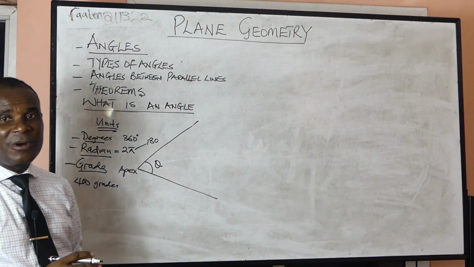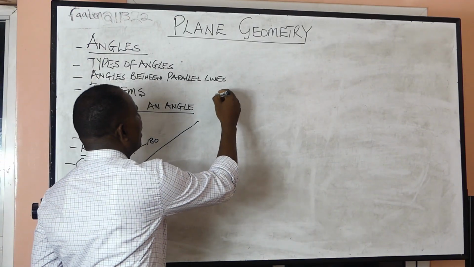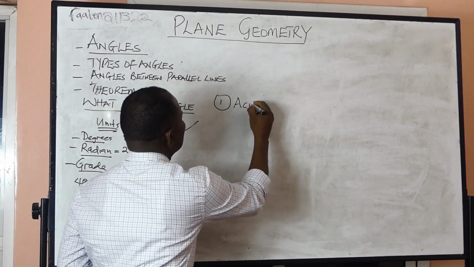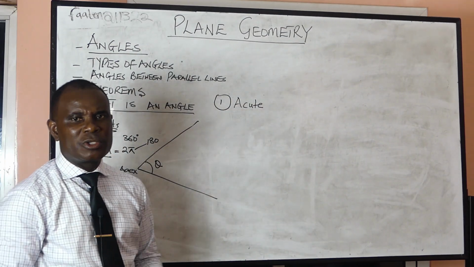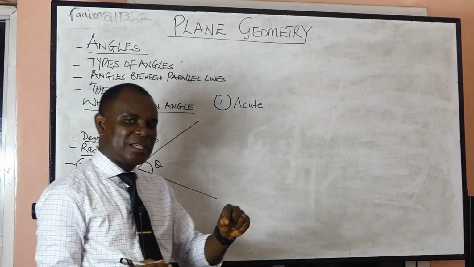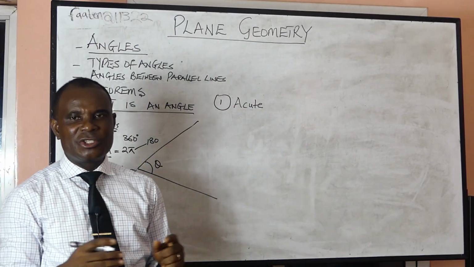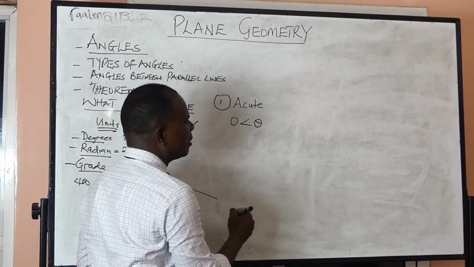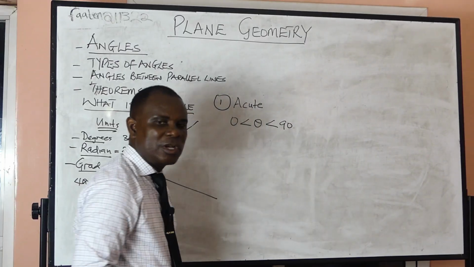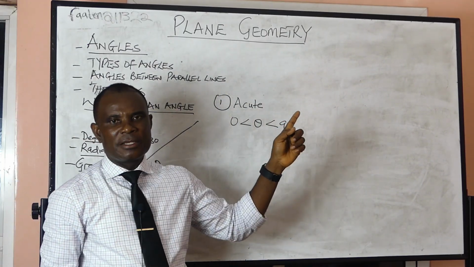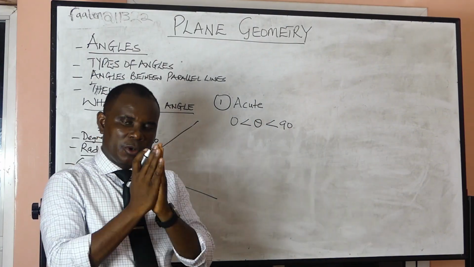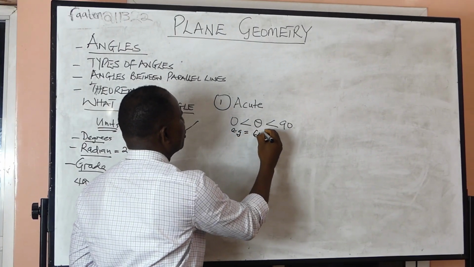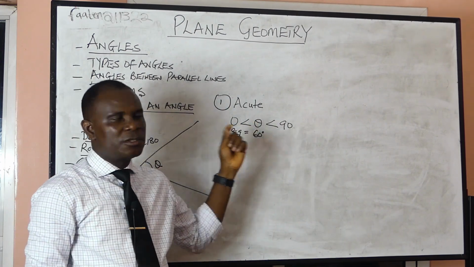So let's look at the types of angles you may come across. The first type, which you may have seen from your junior school, is the acute angle. If the angle is less than 90 degrees, we call it an acute angle. Let's say that angle is theta, and it is between 0 and 90 degrees. Any angle that falls within that space, we call an acute angle. An example of that type of angle is 60 degrees. 60 degrees is an acute angle, because it's between 0 and 90.